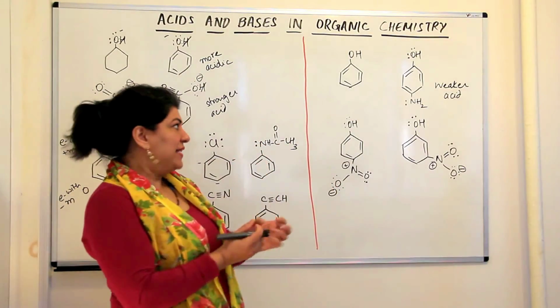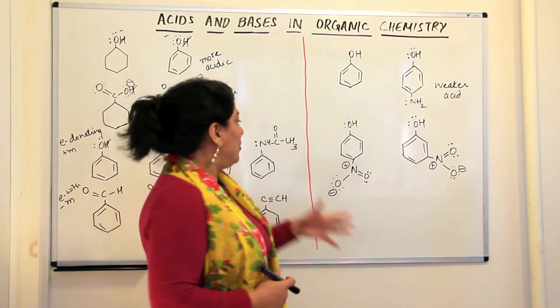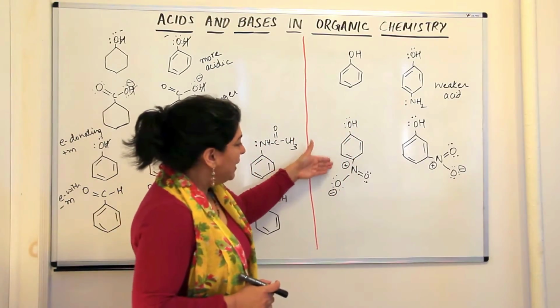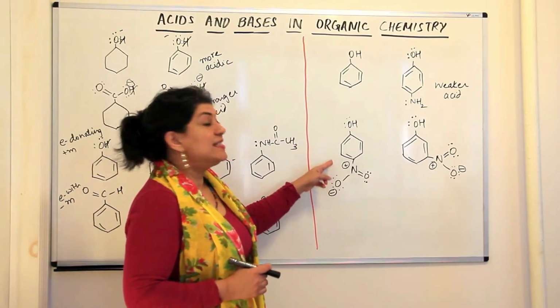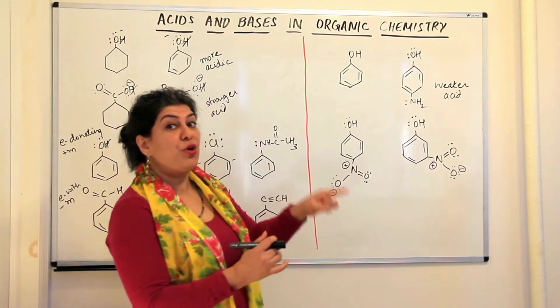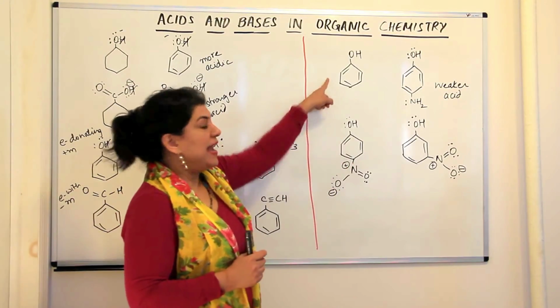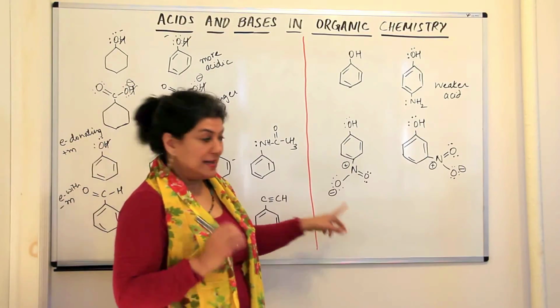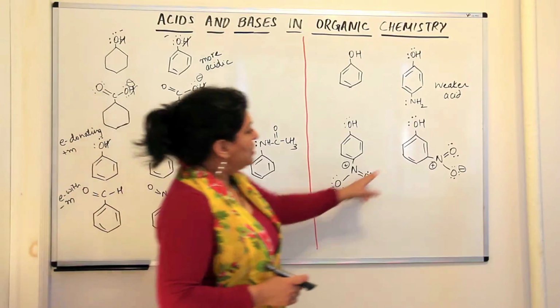So if it will attract it, it will make the conjugate base more stable. If the conjugate base becomes more stable, it means the presence of the positive charge here is giving stability to the conjugate base. Therefore, this should be a stronger acid than a regular phenol. That is understood. Okay, it's a stronger acid than phenol, but what about these two?